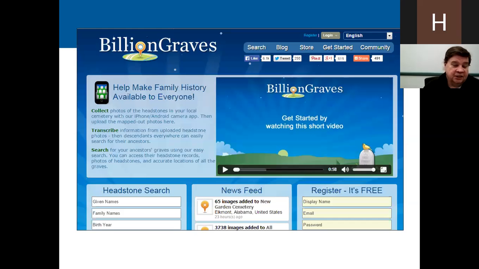BillionGraves is similar. It's free registration. These are both free to use. Different cemeteries are on different ones, again, because different volunteers put information on different sites. Is the same information on both of them sometimes? Probably. But so what? Look at them both.